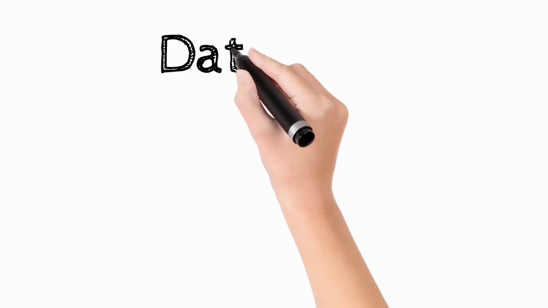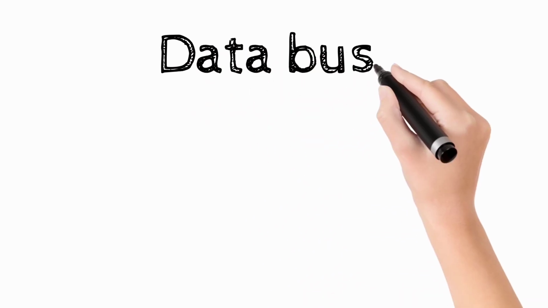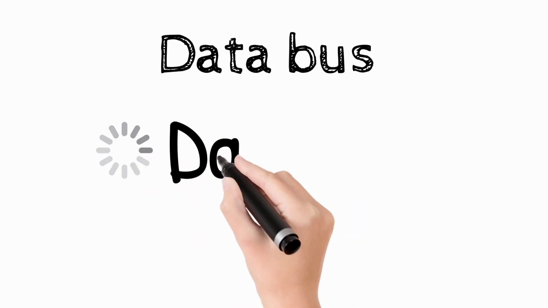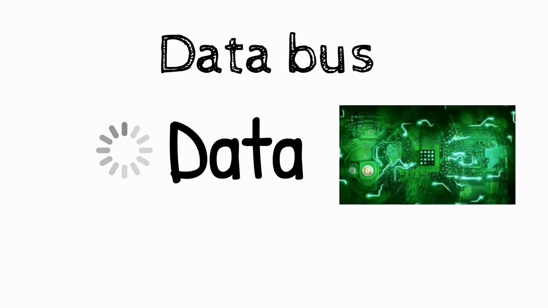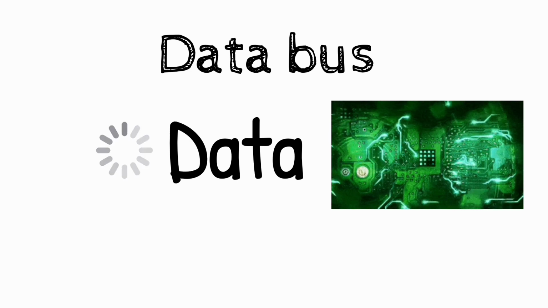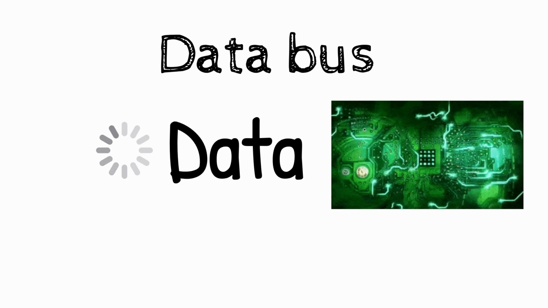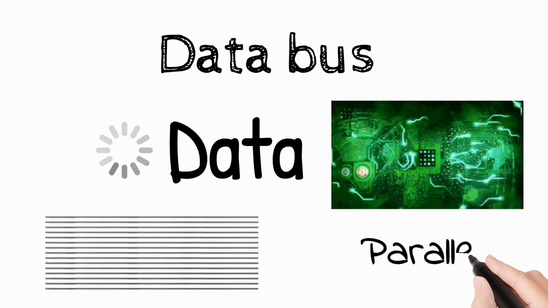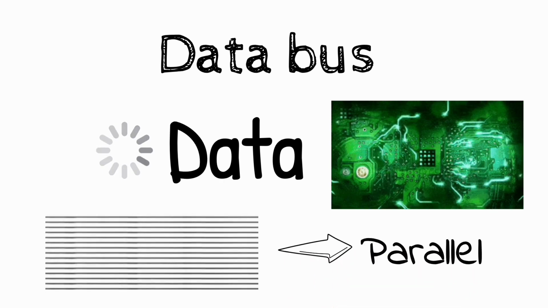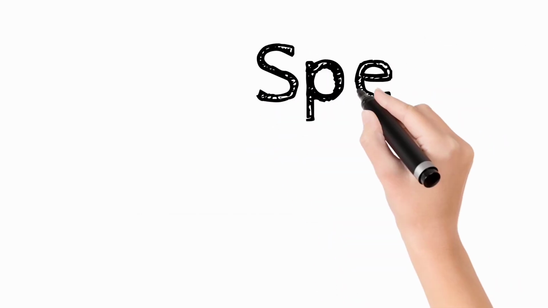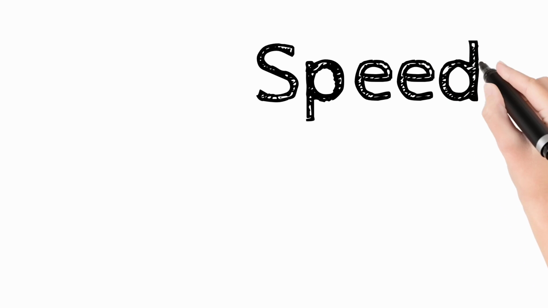The most common bus is the data bus. A data bus carries data. It is an electrical path that connects the central processing unit, CPU, memory, input and output devices, and secondary storage devices. The bus contains a parallel group of lines. The number of lines in the bus affects the speed at which the data travels between different components.